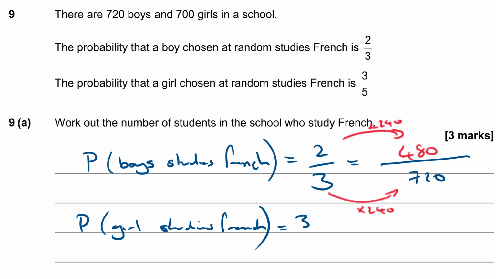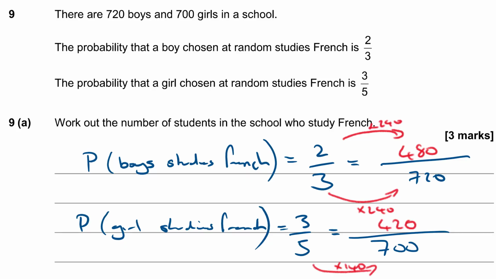That's equal to 3/5. And we know that the total number of outcomes for girls was 700. How many times does 5 go into 700? 5 goes into 700 140 times. So multiplying 3 by 140: 140, 280, 420.